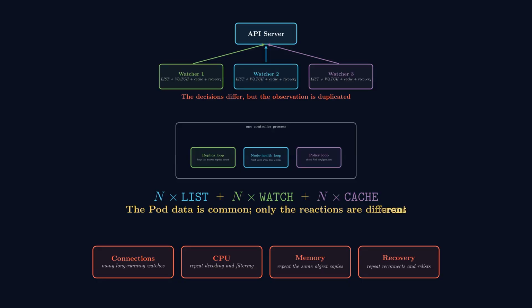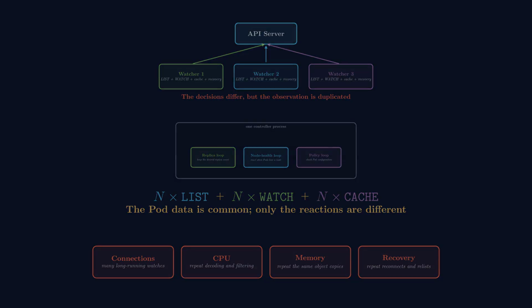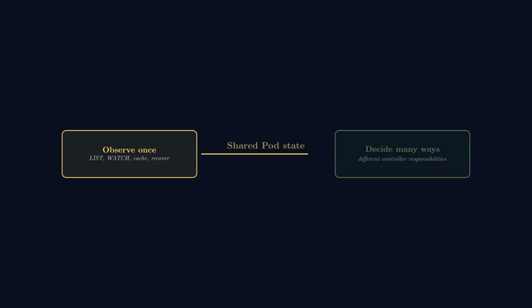The better design separates 2 jobs. First, observe the pods and maintain a trustworthy local view. Second, let each control loop decide what that pod change means for its own responsibility. Observation can be shared even when the decisions remain independent.